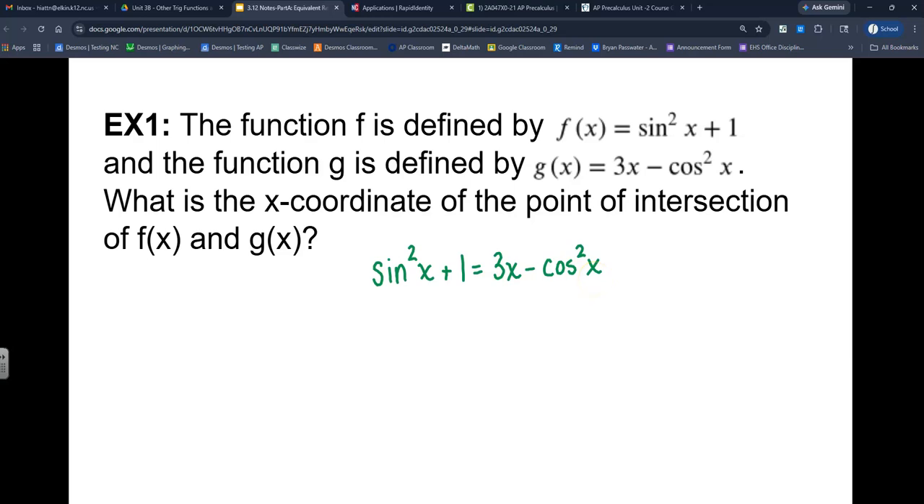Two days ago, I said that if we see squares, we need to move everything to one side and factor. But am I going to be able to do that if I have a sine squared and a cosine squared? If you have mixed trig functions, where some are sine, some are cosine, or some are tangent, some are cosecant, you're not getting anywhere with that, right? We need to get all of them to be sines, all of them to be cosines, or possibly get rid of them altogether.